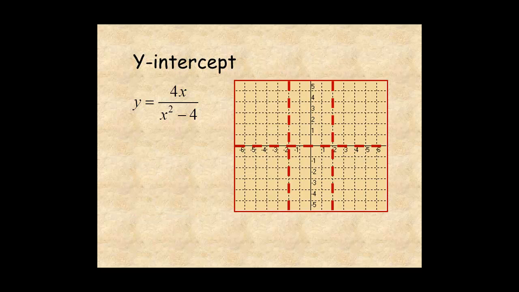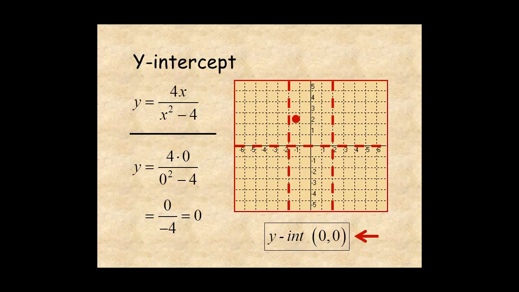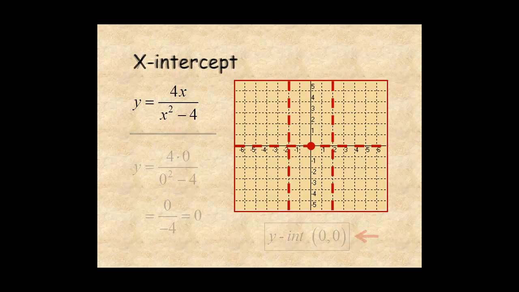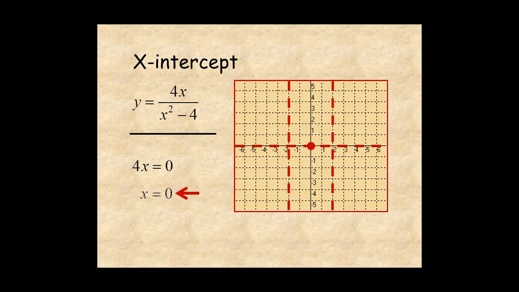To find the y-intercept, evaluate the function for x equals 0. This gives 0 over negative 4, which is 0. So the y-intercept for the function is the point 0, 0, the origin. The x-intercept is the 0 of the numerator. So set the numerator equal to 0 and solve. You get x equals 0. So the x-intercept for the function is the point 0, 0, the origin, which is also the y-intercept.